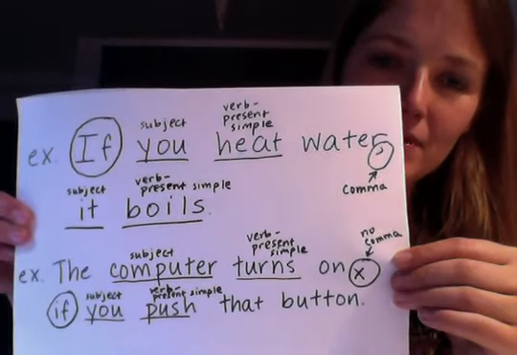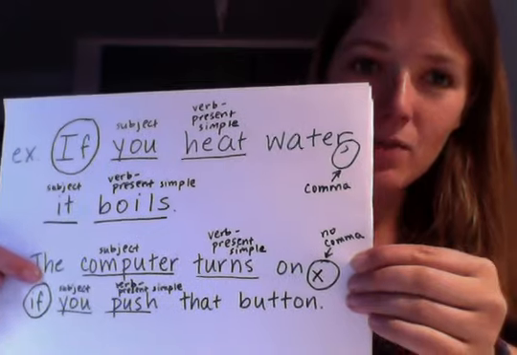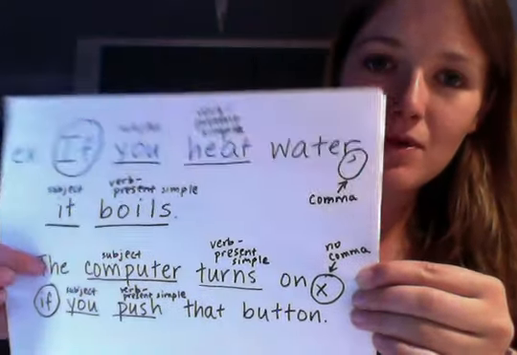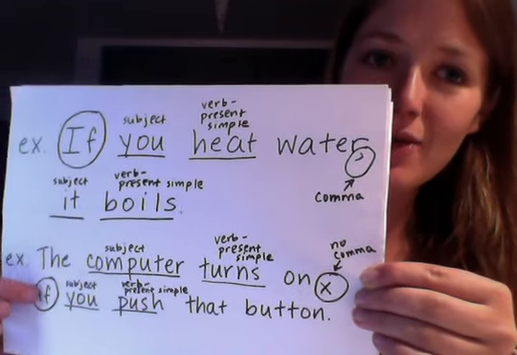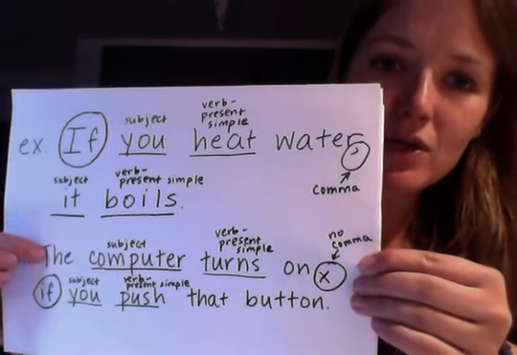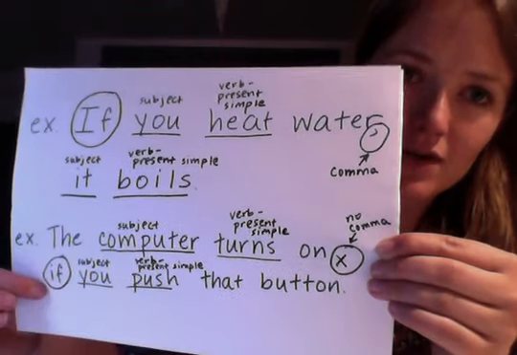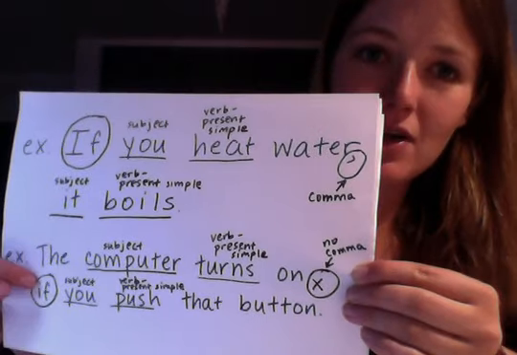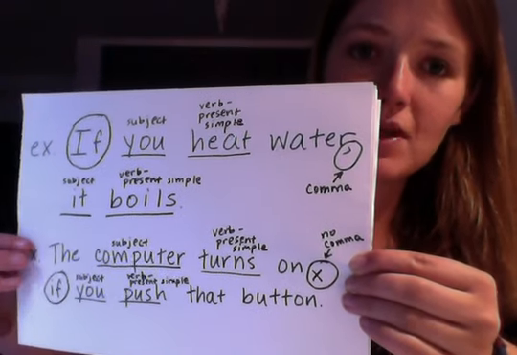And another example, you might be wondering why it doesn't start with if. It's because here we're starting with the main clause, so you can put either one first. Okay, so here, main clause, the computer turns on, if clause, if you push that button, right? So here, again, we have two verbs in the present simple.